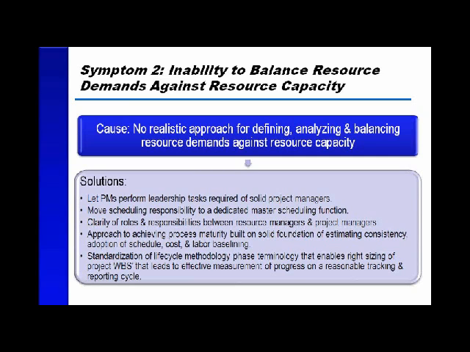I first want to cover the 6 symptoms and the 6 causes and the 6 solutions, and then we'll dive a little bit deeper into the ones that are the most common.